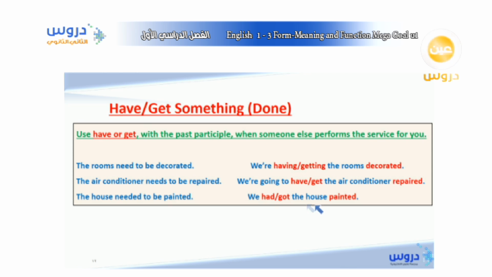Again, the third example: the house needed to be painted. We had or got the house painted. I think now it's clear. What did we do here?